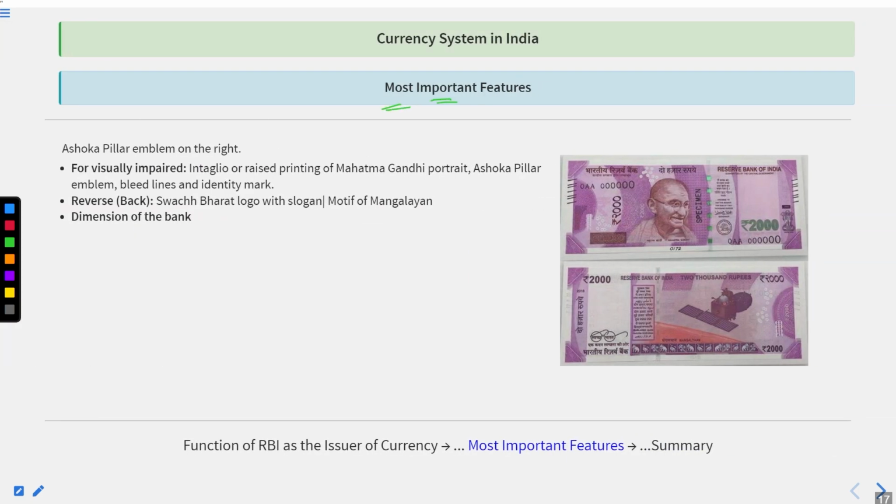The most important features: Ashoka pillar emblem on the right. For visually impaired, integral or raised printing of Mahatma Gandhi portrait. Ashoka pillar emblem, bleed lines and identification mark is there. For reverse, back, Swachh Bharat logo with slogan and motive of Mangalyaan.